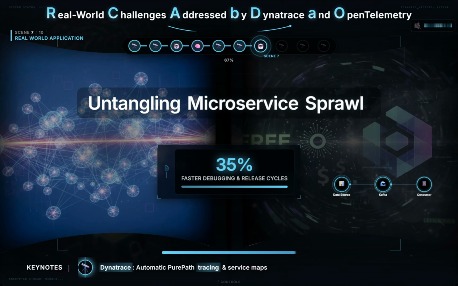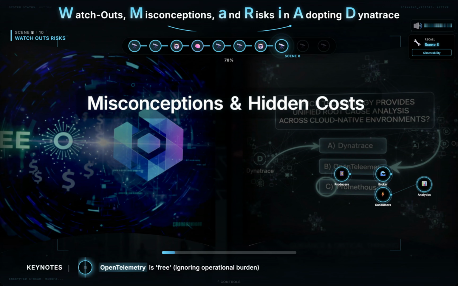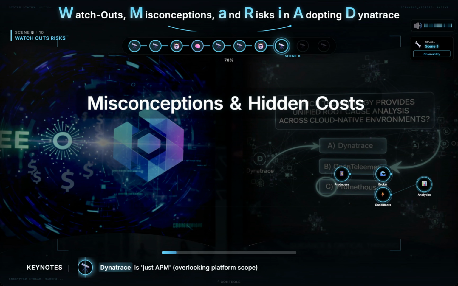We've spent a good deal of time exploring the immense value Dynatrace and OpenTelemetry can bring to your observability strategy. But like any powerful tool or framework, there are watchouts, misconceptions, and strategic risks that IT leaders must navigate. Ignoring these can significantly derail your efforts and impact your ROI, leading to frustration and wasted resources.